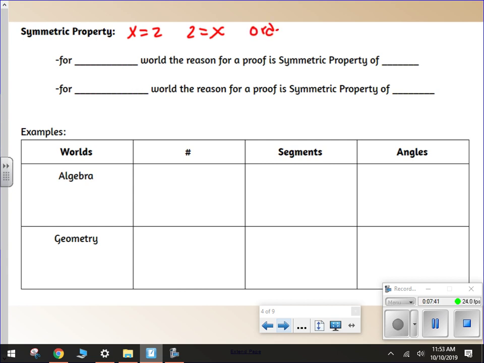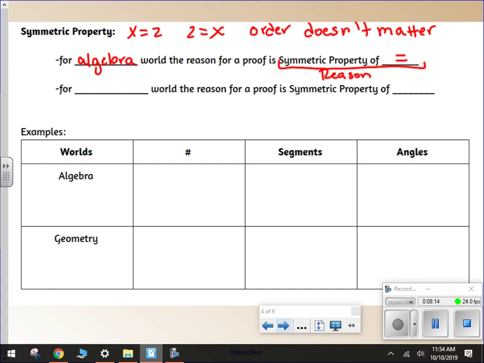Okay, sometimes we need to do this because we have to match our prove statement. And our prove statement will be in one direction, and our work might be in the other. So we'll have to take a step and flip it and say it's because of the symmetric property. So for the algebra world, if I were to give this a reason in my proof, I would be writing this as my reason: symmetric property of equality, because it is the algebra world.